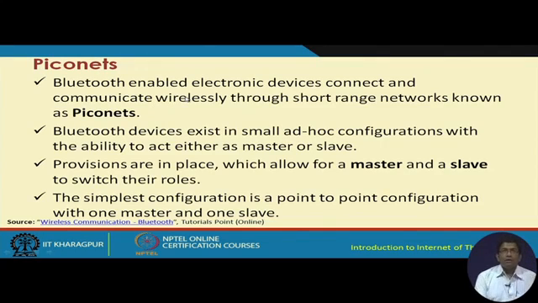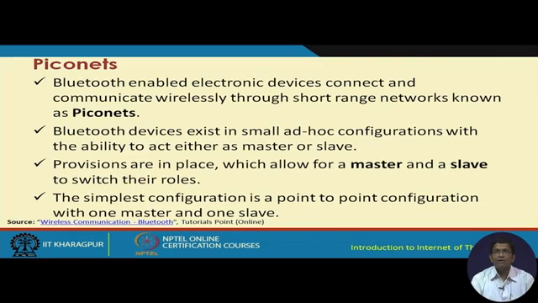So, going back, we have Bluetooth enabled devices that connect and communicate wirelessly for short range communication. The unit network of it is the piconet. The Bluetooth devices exist in small ad hoc configurations with the ability to act as either master or slave. It provisions one master and up to 7 slaves in a particular piconet. The simplest configuration is a point to point configuration with one master and one slave. And where do we use it? This is something that we typically use: a single master, single slave configuration to exchange files, videos, images, graphics and so on between our mobile devices.